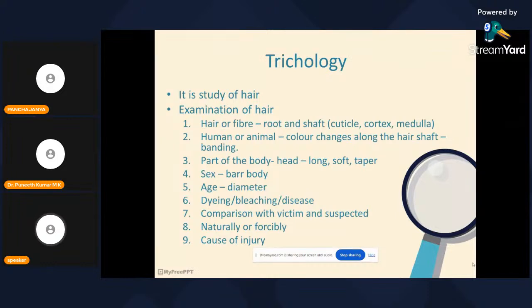The part of the body can be identified by studying the hair. If it is a scalp hair, it will be long, soft and tapered compared to hair of other body parts; those same features won't be there in the hair of other parts of the body. Sex and age determination can be done by the diameter of the hair, and dyeing, coloring, bleaching or diseases can be identified. The victim and the suspect can be compared, and whether hair was forcefully plucked or naturally fell can be told. The scene of crime can be estimated, and the cause of injury, how the injury was caused, can be identified by the study of hair, that is trichology.